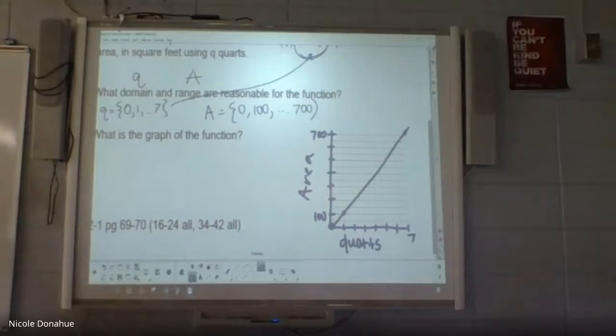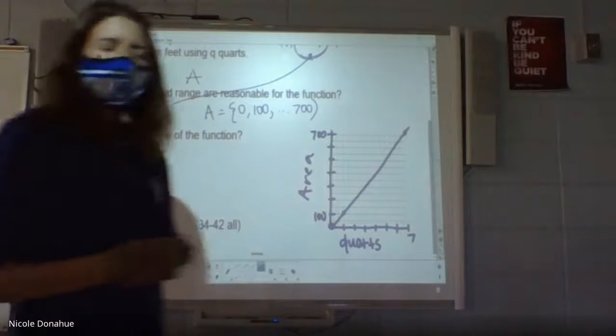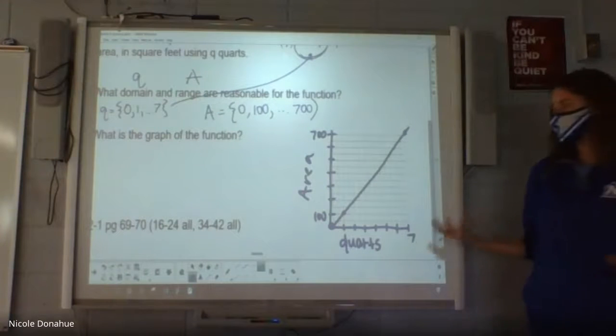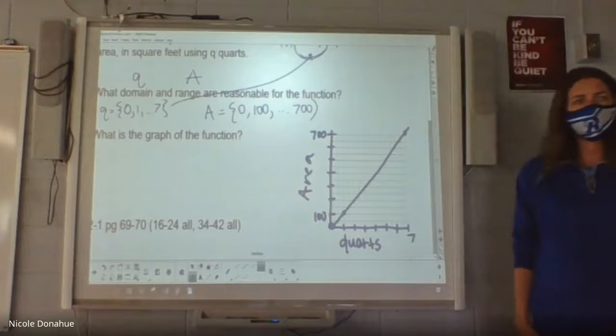But again, that domain and range is super useful because it makes sense for this problem. I don't need to worry about what happens when it's negative or when the area is negative. That doesn't make any sense for this problem. Okay?